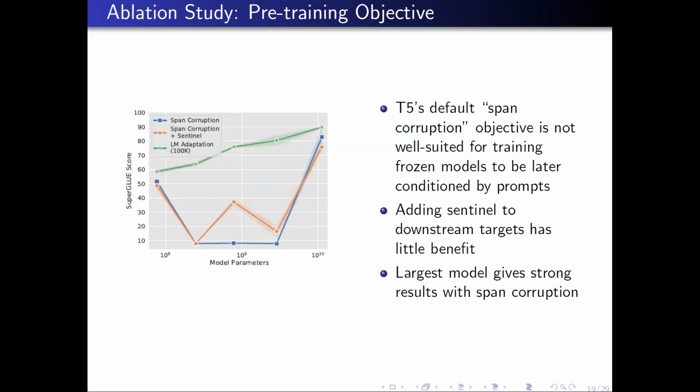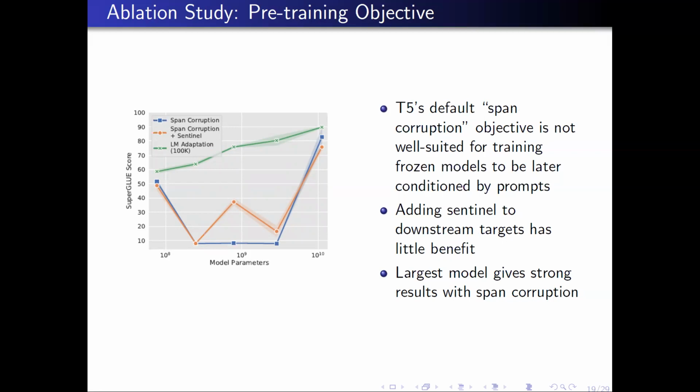The third experiment shows the effect of the span corruption objective of the T5 model. The blue line is the pre-trained T5 model used for prompt tuning. The result shows that the span corruption objective is not well suited for training frozen models to be later conditioned on prompts. Even adding sentinels to downstream targets has little benefit.